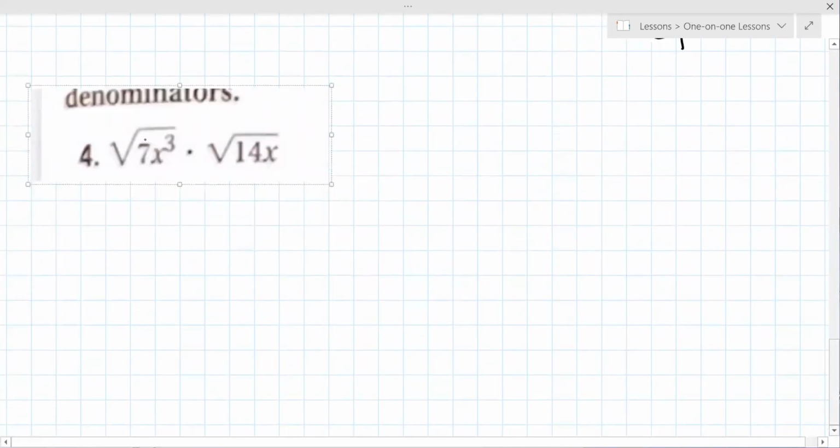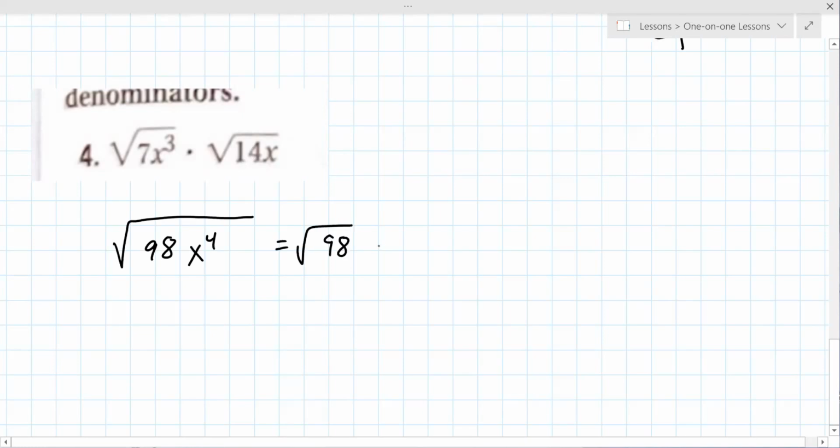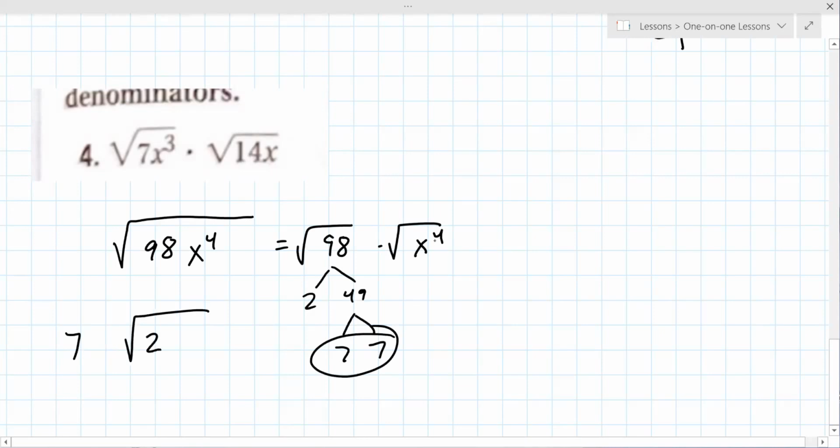All right. Because these are both square roots, you can just multiply what's underneath. So you have 7 times 14, and then x cubed times x. 7 times 14 is 98, x to the 4th. And then this becomes two things, the square root of 98 times the square root of x to the 4th. So the 98 you break apart. There's two 7s, so you bring a 7 out. It's 7 square root, and there's a 2 on the inside. X to the 4th becomes just x squared, because it's 4 divided by 2, which equals 2 with a remainder of 0. So that's why the x squared there.